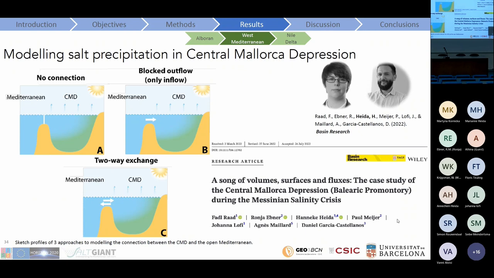So the Central America Depression in particular actually provides a very interesting input for trying to constrain the salinity conditions during the evaporite deposition. And this was done using a completely different modeling approach. This work was led by Ronja Ebner and Fadl Raad, two SaltGiant collaborators, where we restore the topography and look at the volume of the basin and we treat it as having either no connection to the Mediterranean, so all the salt and water would be preserved here, or a one-way connection where salt and water are flowing in, or a two-way exchange. And what we can look at are the possible velocities of salinification, the contrast between the CMD and the Mediterranean, and the rate at which the evaporites would have been deposited.